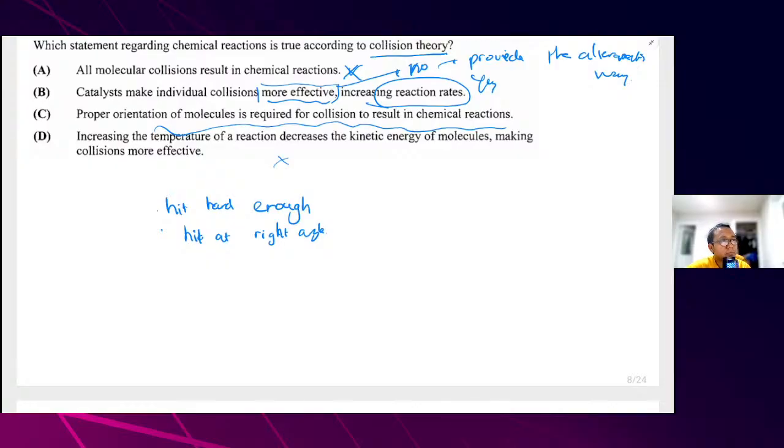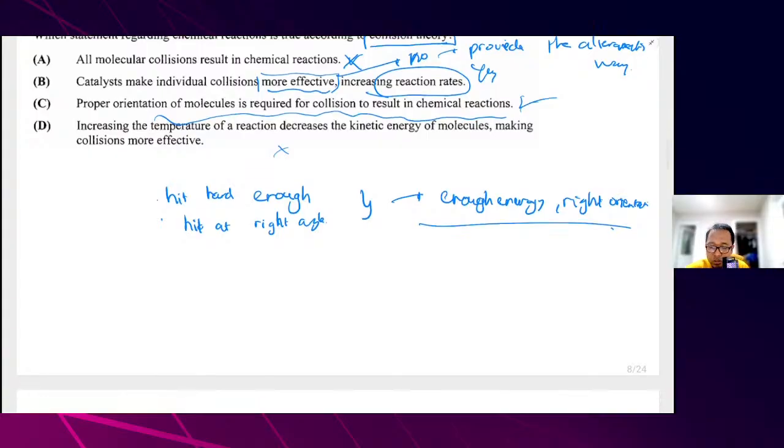So the question is only about collision theory, so it will be C. Like I mentioned, they have to hit hard enough. Okay, just a recap tip: the collision theory says reacting particles must collide with enough energy and the right orientation. That's all for the collision theory.